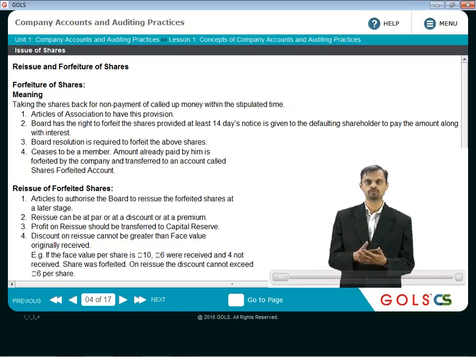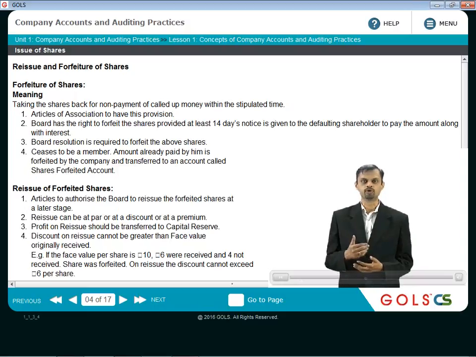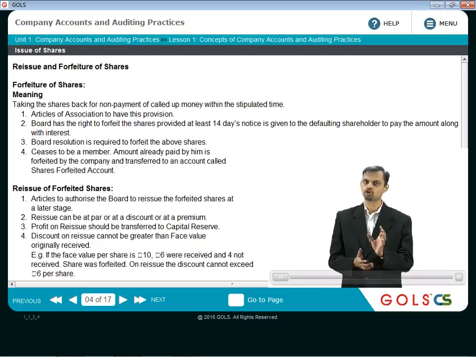So when within those first 14 days the amount is not paid, that becomes a call, that is called calls in arrears. Now it is not that immediately after that the board will get a right to forfeit these shares. Even for forfeiting the shares, the board has to issue a notice to the shareholder, which clearly states that if the money is not paid within such and such period, then your shares will be forfeited. That period has to be at least 14 days. So a further 14 days will have to be given to the shareholder to pay the money, and within that period again, if the shareholder doesn't pay, then the board gets the right to forfeit the shares.